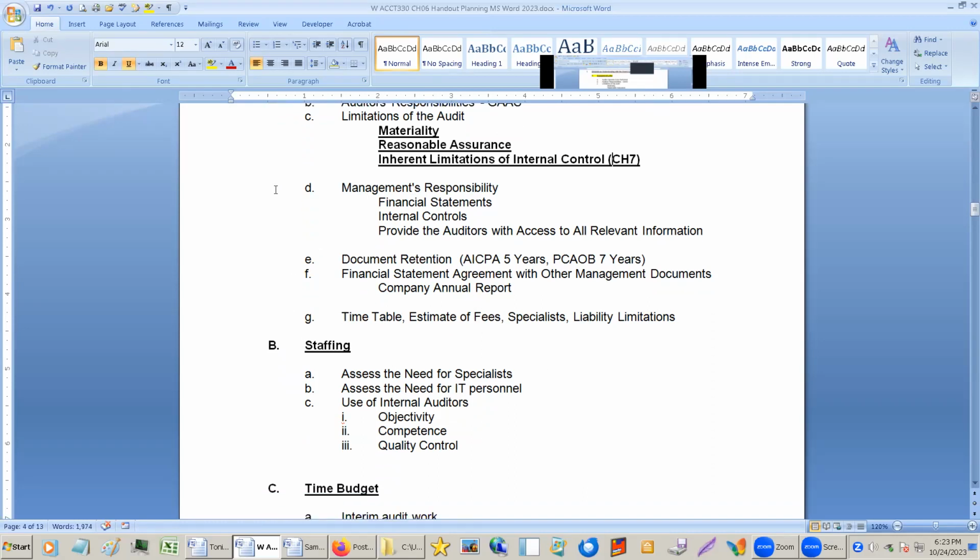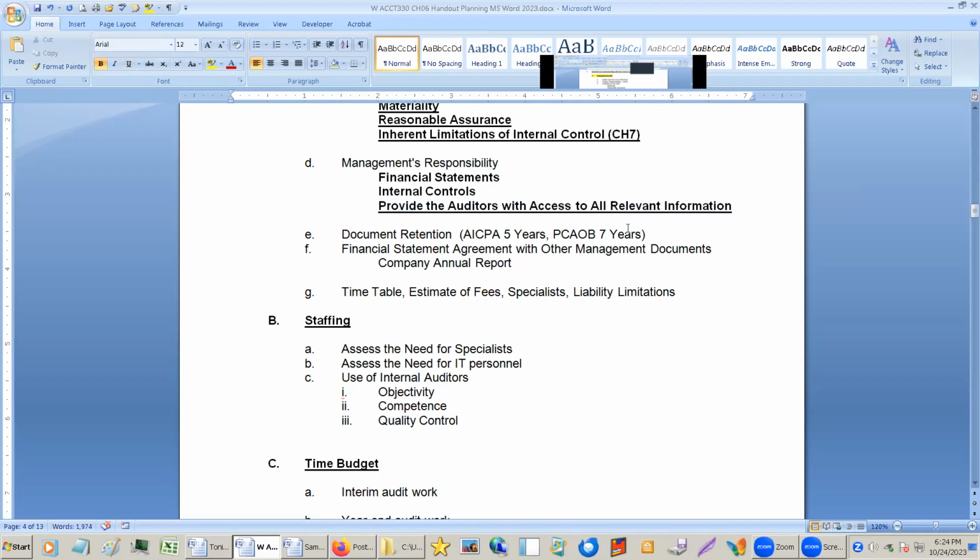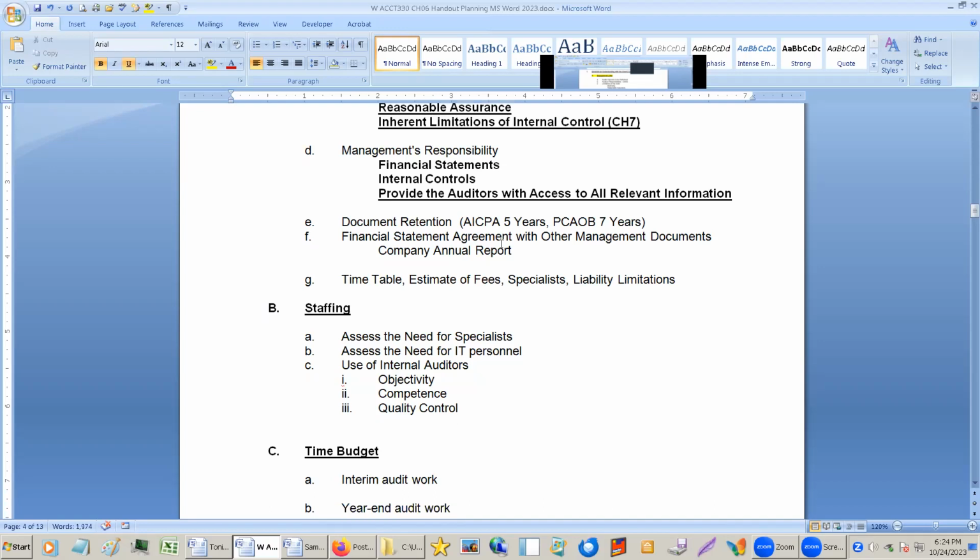You talk about their responsibilities. They must provide you with all the information you need. They're responsible for financial statements, internal controls, and they're also, this is a big one, responsible for providing you with access to all relevant information. So you tell them, look, there's things we're going to be asking for. Document retention. This one shows up in the CPA exam every now and then.